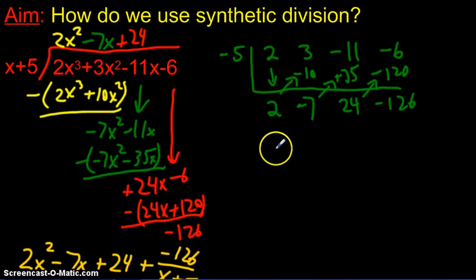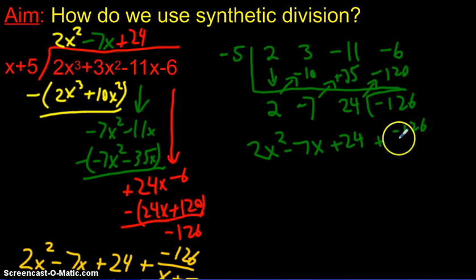Alright, so these are actually the coefficients of our new polynomial, and this is the remainder. So our answer we can write down is 2x to the second, and the reason it's to the second is because this was to the third, so it's going to become 1 degree smaller. This is negative 7x plus 24, our constant term, plus our remainder, which is negative 126, over x plus 5, because that's what we were dividing by.